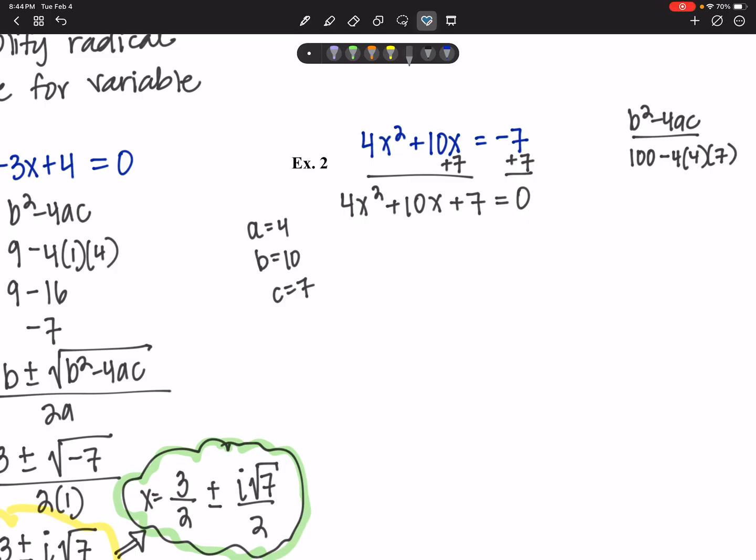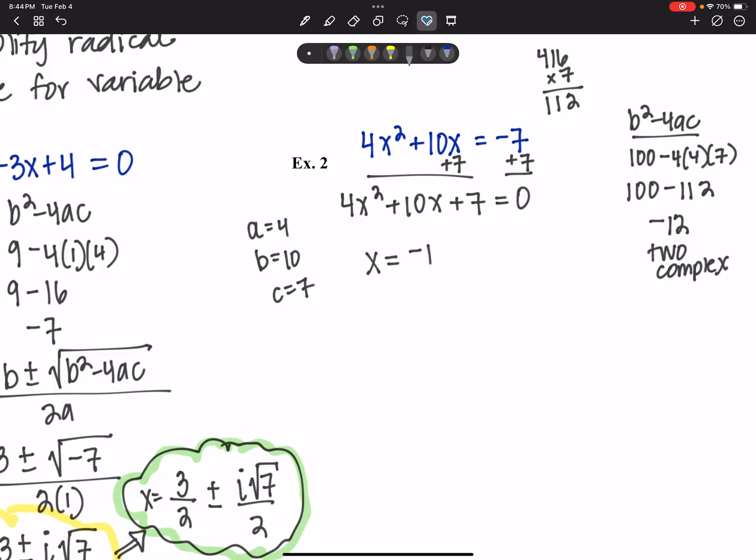Now 4 times 4 times 7, I believe is 112. 16 times 7, that's 42, carry the 4. 7 plus 4 is 11, that is 112. 100 minus 112 is -12. So that means I'm going to have 2 complex solutions. X equals the opposite of B, which would be -10, plus or minus the square root of -12, all over 2 times A, which would be 2 times 4.